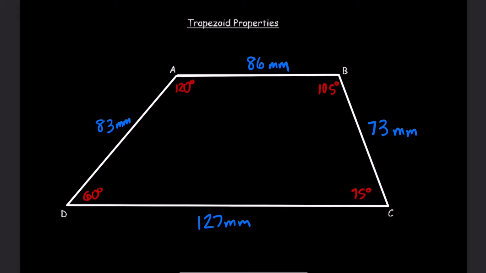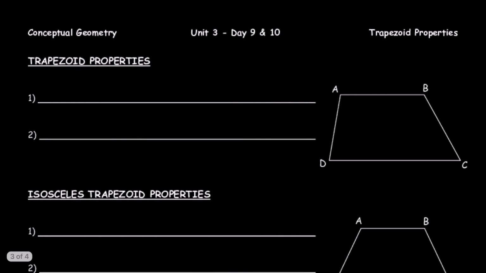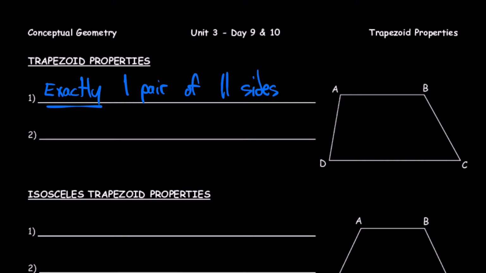Before we go on to the next shape, isosceles trapezoid, let's go to our note packet and write in a couple of our observations. Now, you can't measure parallel, but you can tell that the top and the bottom are parallel. So we're going to say this has exactly, that's important, one pair of parallel sides. And it's going to be the top and the bottom. Exactly means no more, no less. So it can't have two. If it had two, it would be a parallelogram. Trapezoids are not parallelograms. If it didn't have any, it's not a trapezoid.